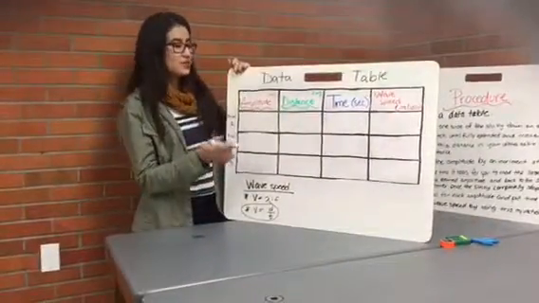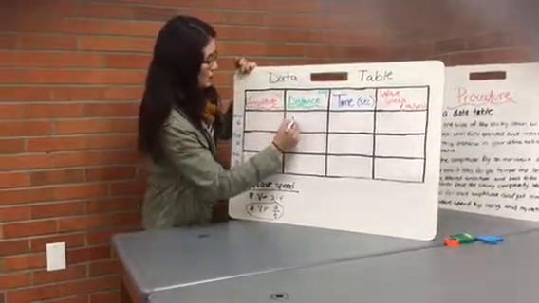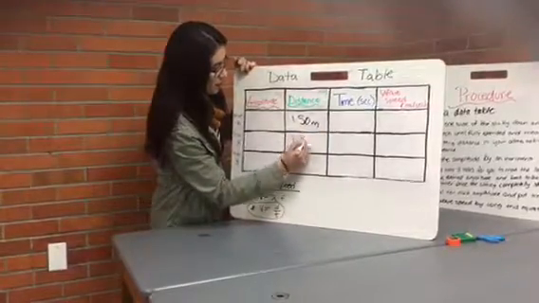So now that you measured the distance, you want to make sure that you write it down on your data table. So it's 1.5, and everything is measured in meters for the purpose of this lab.